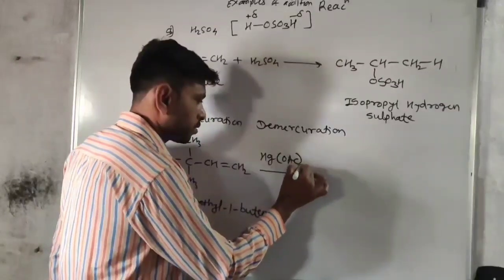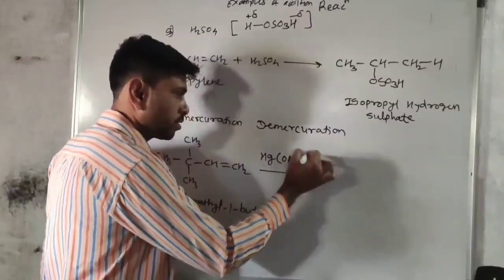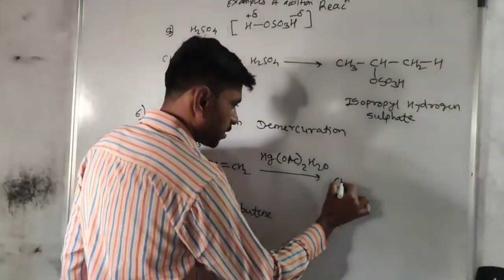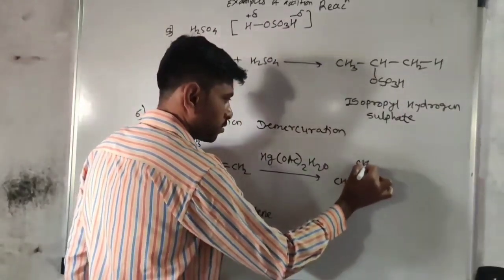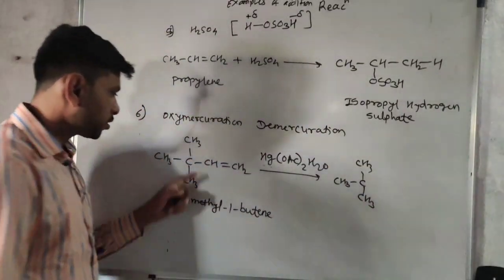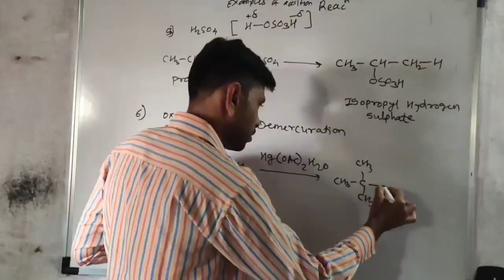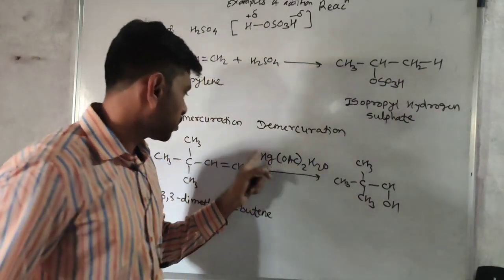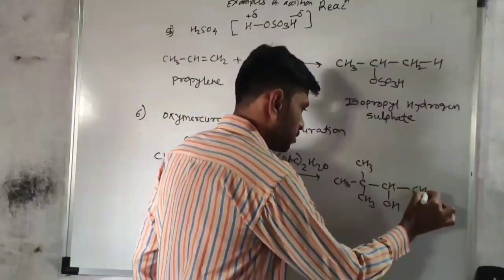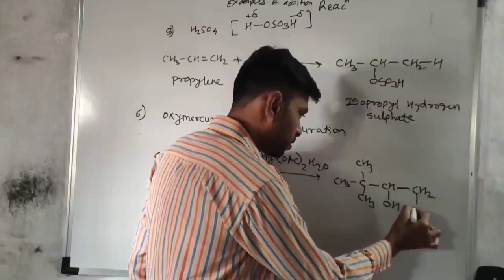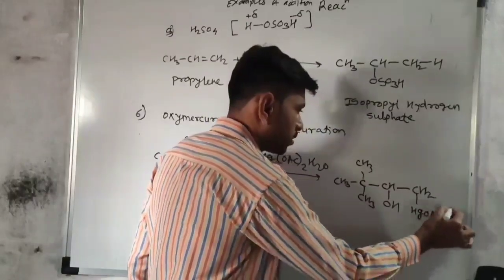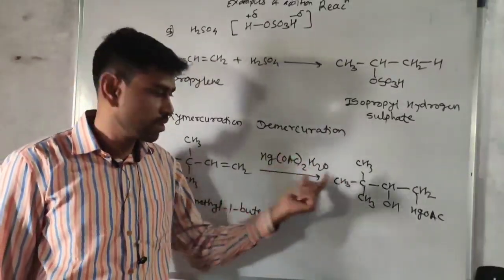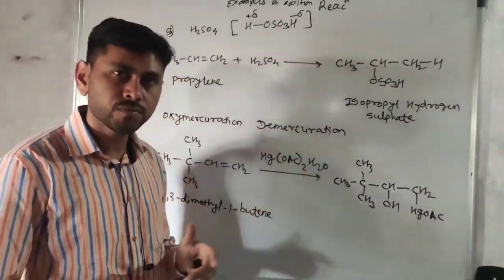Hg(OAc)2 is the reagent of mercuration in presence of water. So this reaction occurs and there is addition of this mercury here. Addition of OH from water, and here CH2 adds HgOAc.